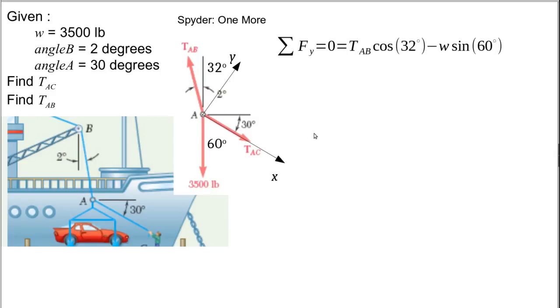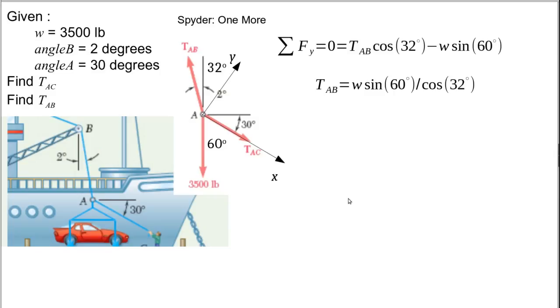So we can do some of our forces in y now. Again, this is a different y. We've got TAB times cosine of 32 in the y direction, and we'll have a component of the weight going in the negative y direction, and it's the opposite side of the 60 degrees, so it's sine 60 degrees. Now here we only have one unknown, TAB, so we can actually solve for TAB. It's W sine 60 divided by cosine of 32.